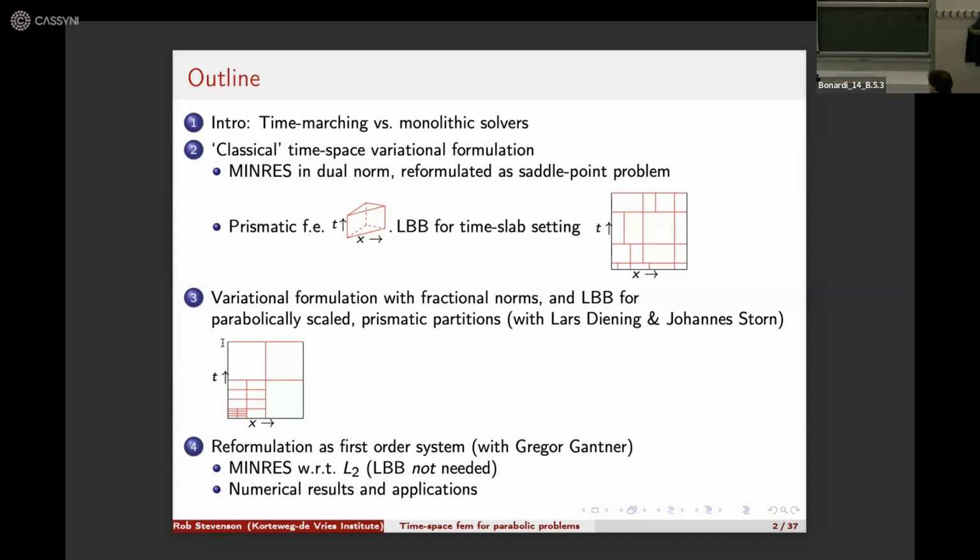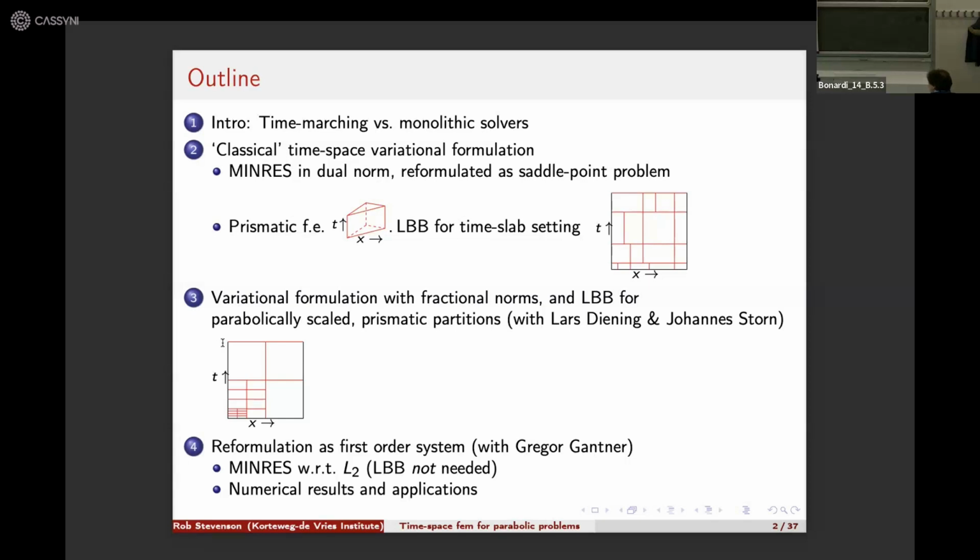Okay, and then if time permits, I hope it does, the third formulation I will present is a reformulation of a parabolic equation as a first order system. And then the codomain, the space in which the operator maps, is L2, or multiple copies of L2. And we can compute L2 norms, so we can do minimal residual methods without forming saddle point problems, because we can compute L2 norms. So that's very easy. We don't need any LBB, we don't have a saddle point.